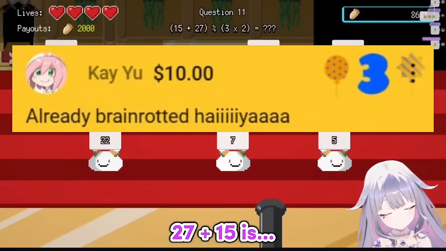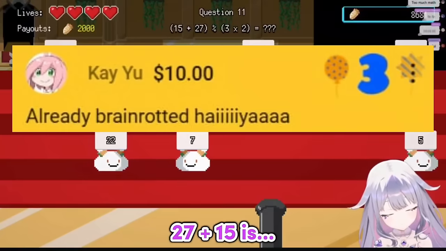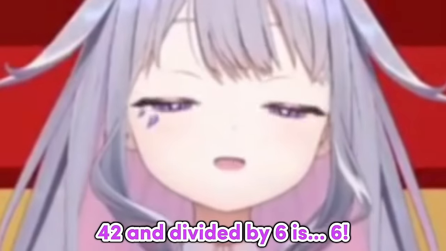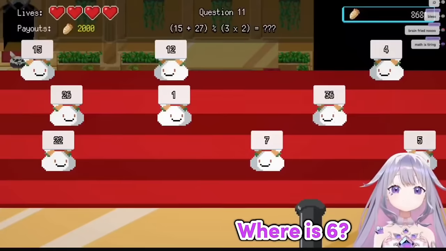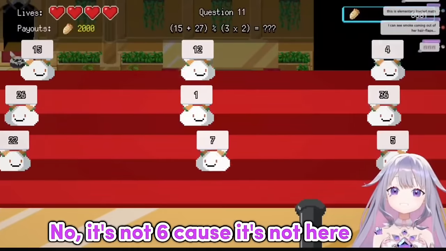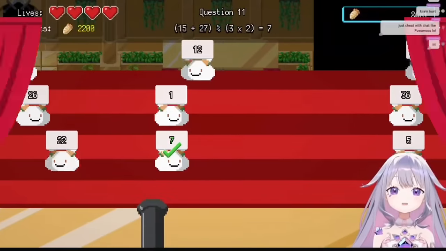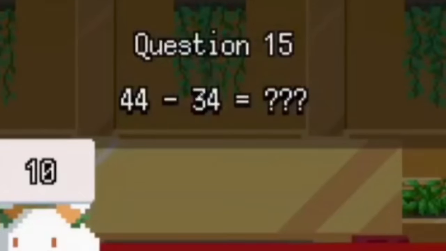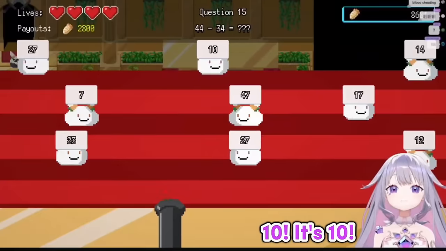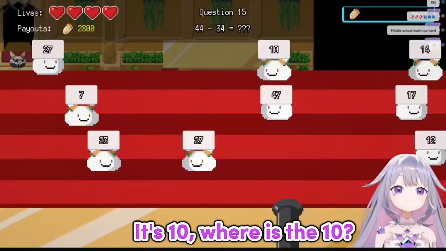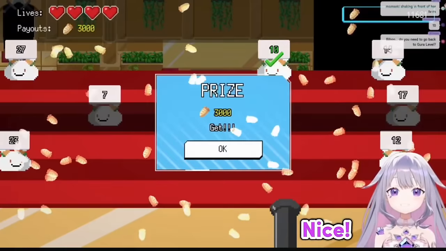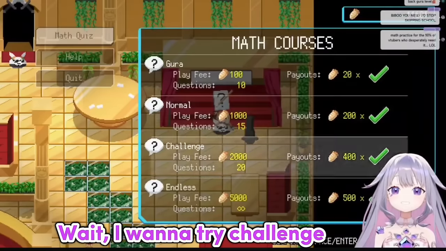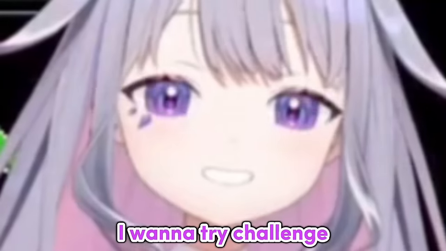27 plus 15 is 42. Divided by 6 is 6. Where is 6? No, it's not 6 because it's not here. It's 7 then. Okay. 44 minus 10 is 10. Where is the 10? 10! Okay. Nice! Wait, I want to try challenge.